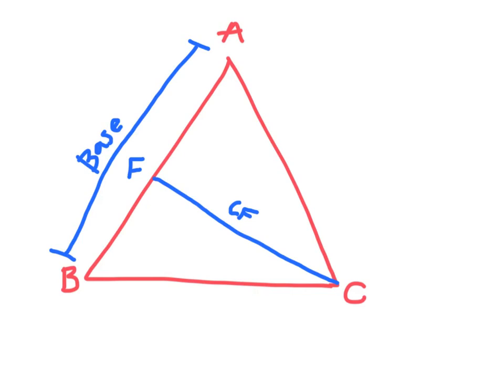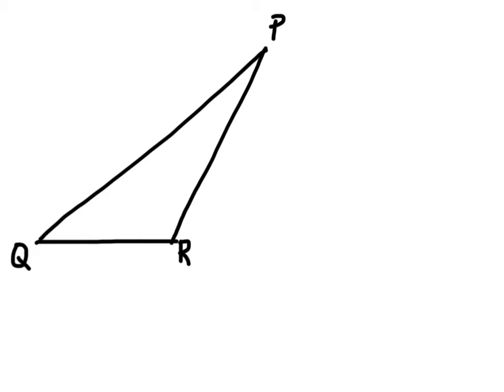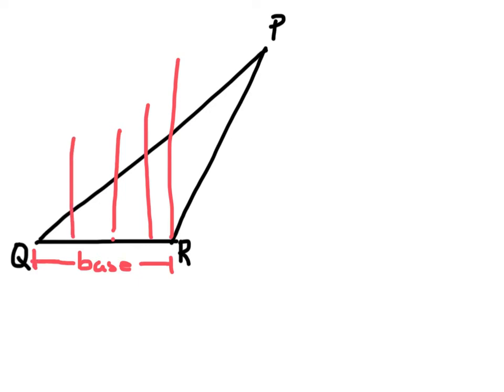Now let's move on to heights that are not part of the triangle. Sometimes the height of the triangle is not part of the triangle itself. If the base of triangle PQR is line QR, you can see that there is no possible way to create a perpendicular line up from the base that passes through the opposite vertex. We cannot make a height that is within the triangle itself.